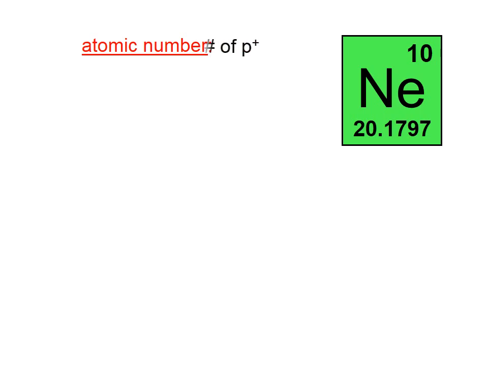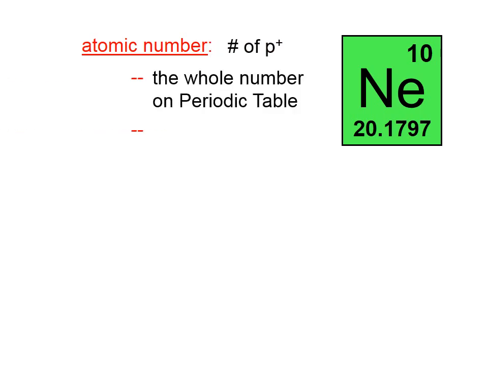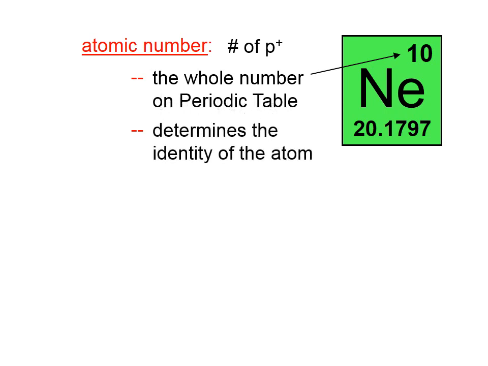The atomic number is the number of protons. The atomic number, or the number of protons, is shown as the whole number on the periodic table. So we see here for neon that the number of protons in a neon atom is 10. The number of protons determines what type of atom you have. That is, the atomic number determines the identity. Anything that has only 10 protons is a neon atom.